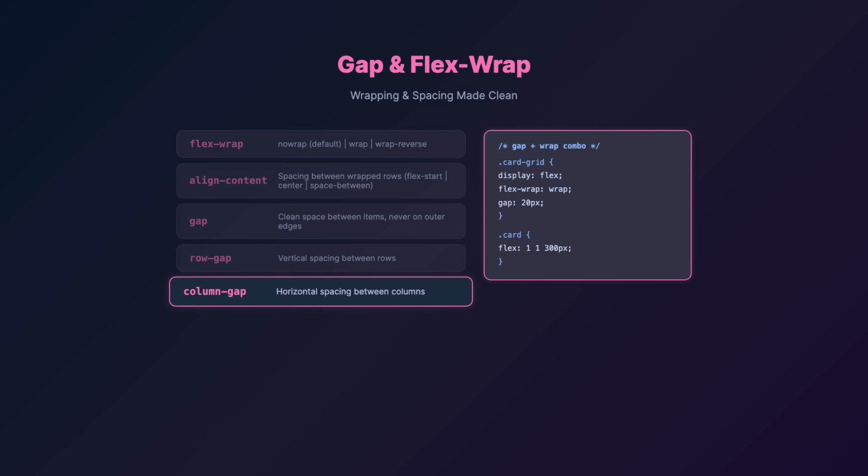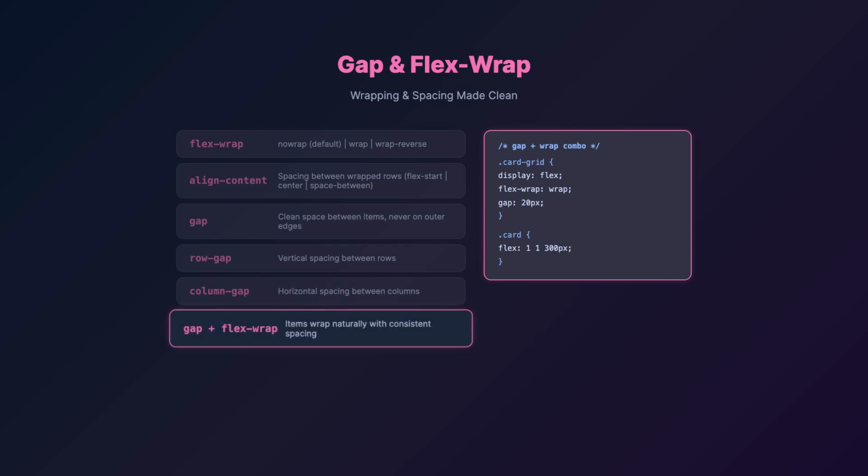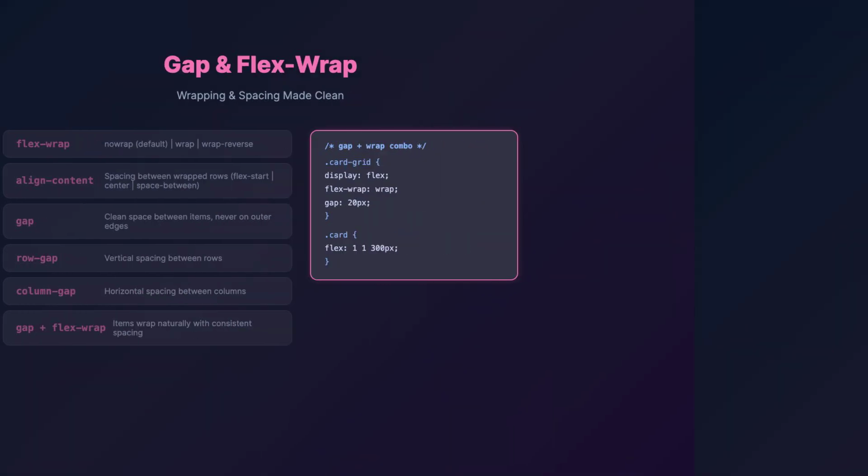Before gap existed, we used margins on items, but margins add space on the outside edges too. You'd need negative margins on the container to compensate. It was messy. Gap is clean. It only adds space between items, never on the outer edges. Gap plus flex-wrap is a powerful combination. Items wrap naturally with consistent spacing in both directions. No margin hacks needed.